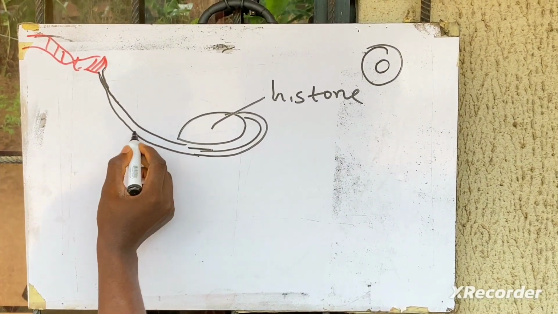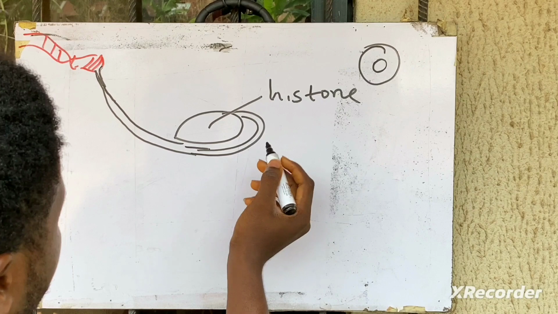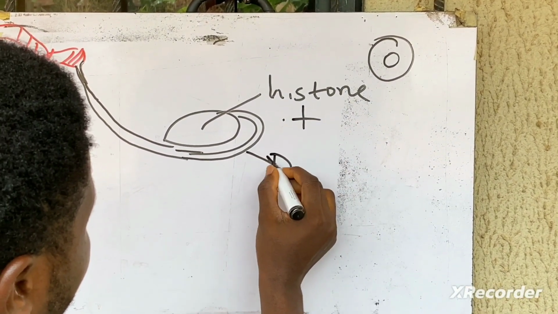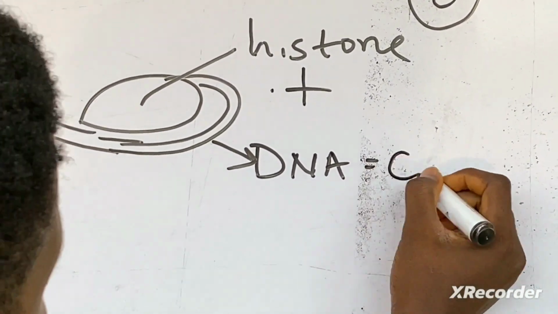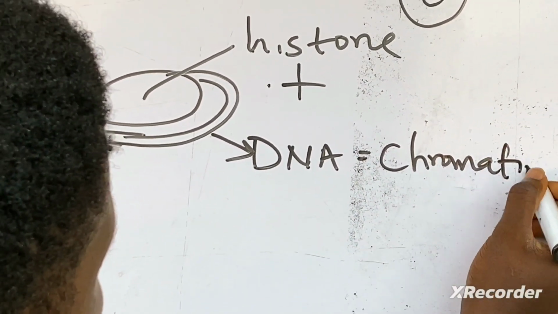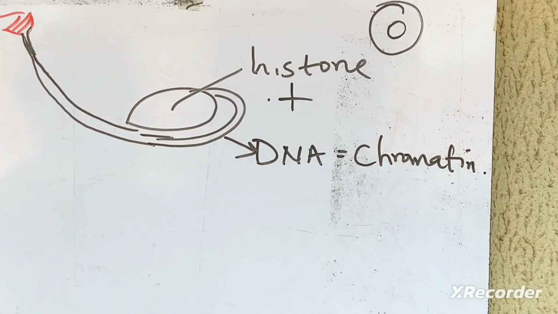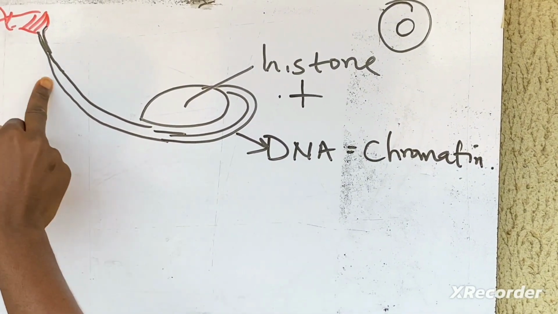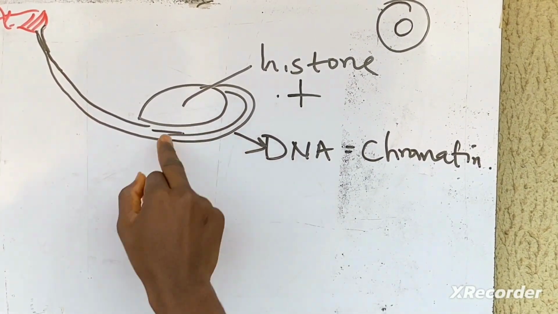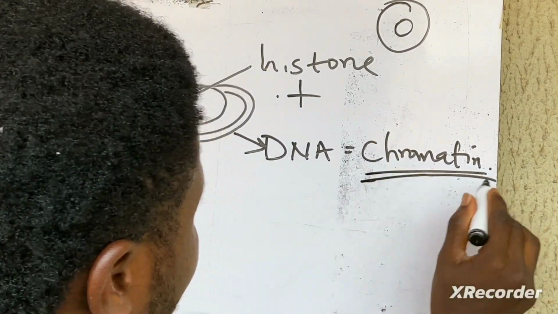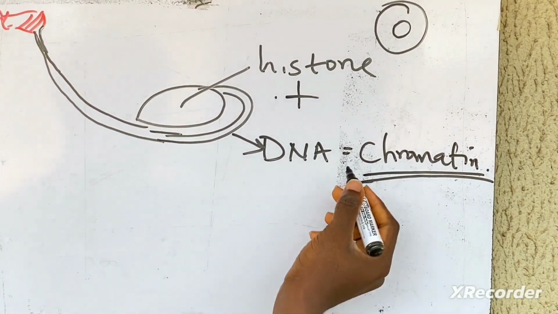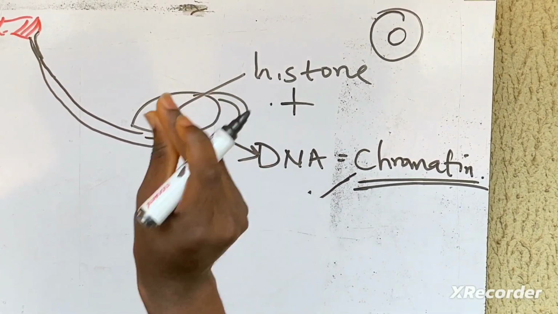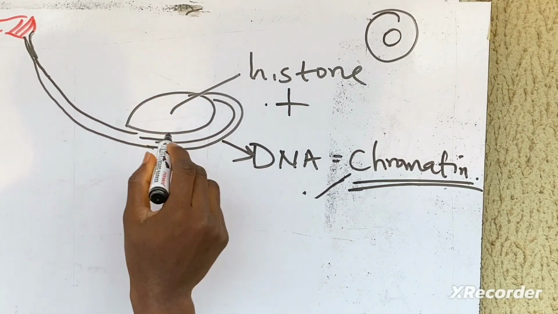So this DNA strand binds with these histone proteins to form what you call, histone plus this DNA gives us chromatin. You guys must have been confused about chromatin, chromatid, chromosome. So you should listen to this: when the DNA strand binds with the histone proteins, it gives us chromatin. This chromatin we see here is the form in which the histone and the DNA bind.